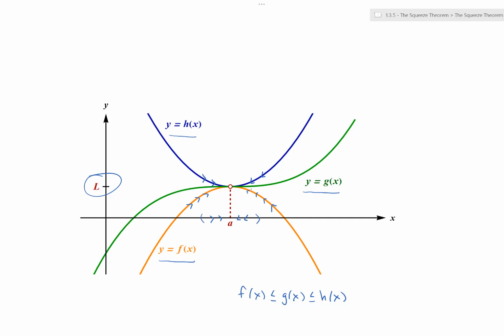So the usefulness of this is that sometimes we have limits that we might want to find algebraically, and we don't really have a good algebraic method of doing so. This provides us an alternative in such situations. So what we're going to do now is take a look at an example of how this can be used.